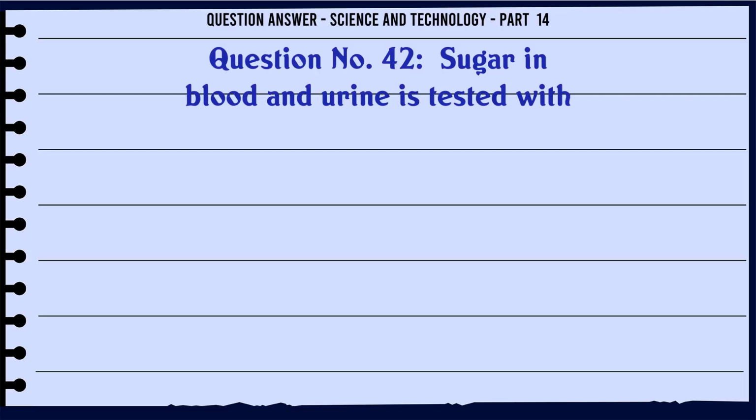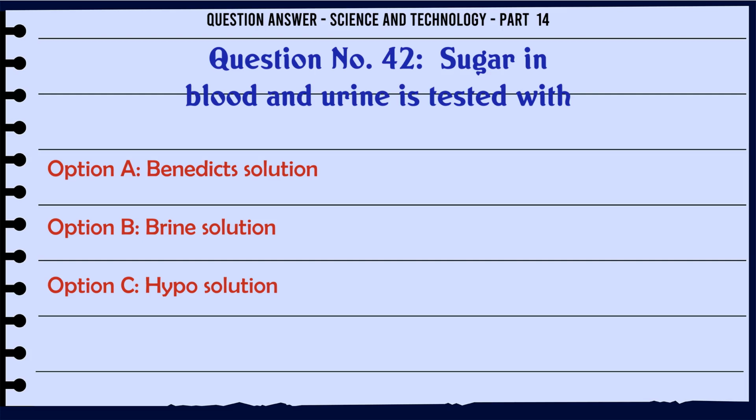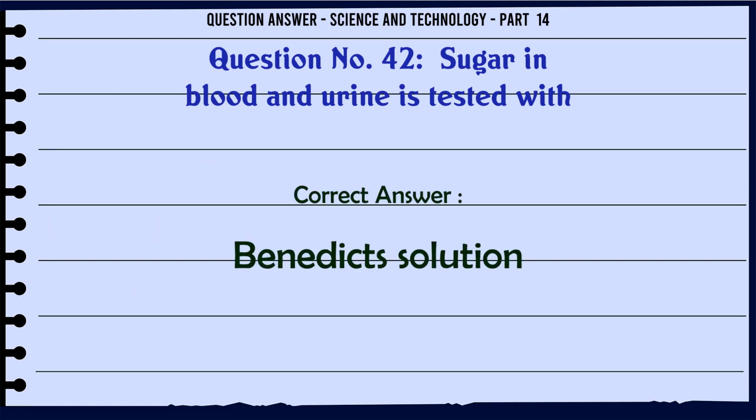Sugar in blood and urine is tested with A. Benedict's solution, B. Brine's solution, C. Hypo's solution, D. Iodine solution. The correct answer is Benedict's solution.